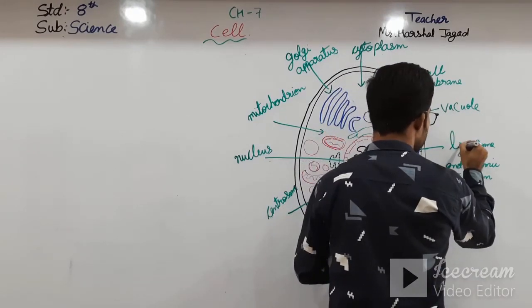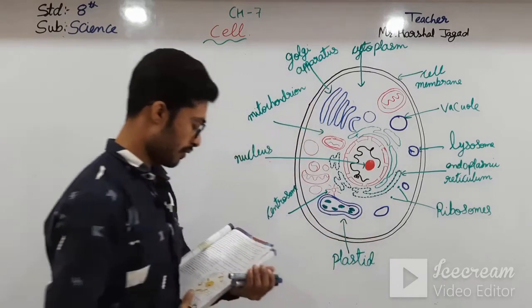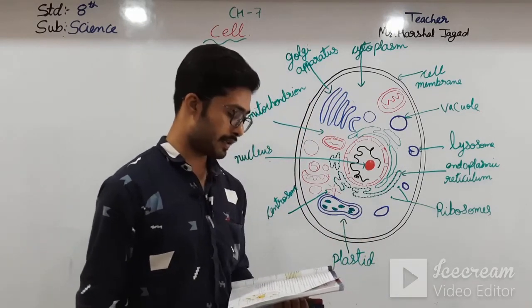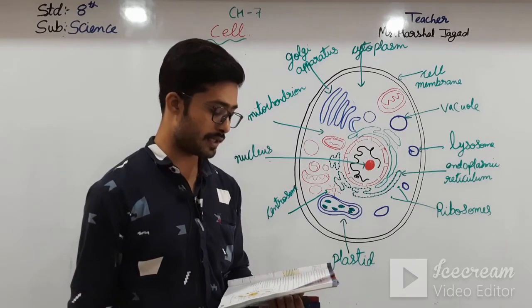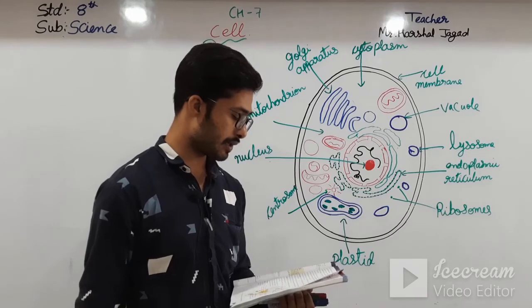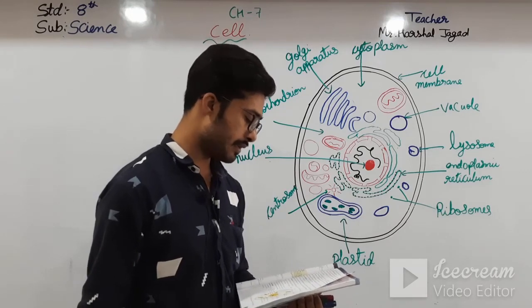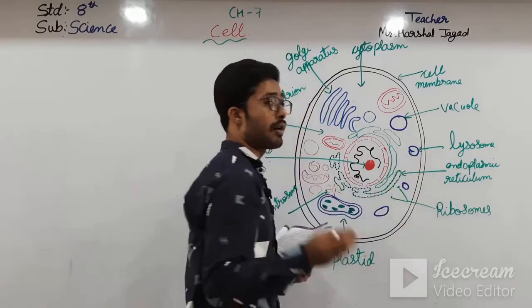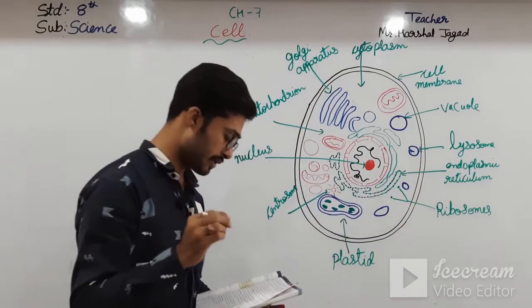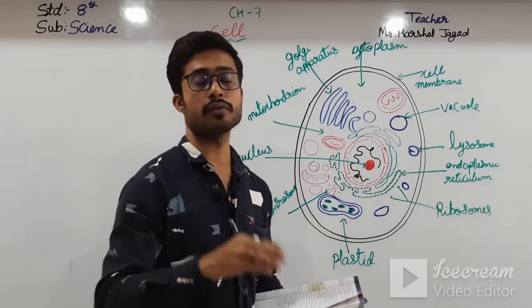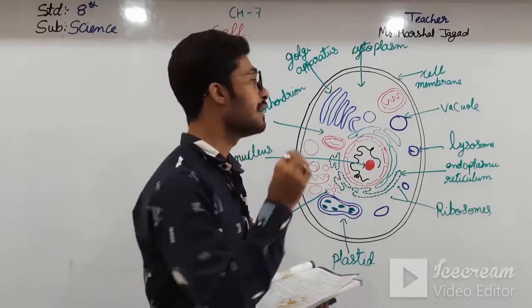Here it is, the lysosome. So, how does it work? Lysosomes contain a chemical substance that helps in digesting cells. Lysosomes are therefore known as the suicide bags of the cells. What does the lysosome store? They store the chemical substance that is useful for the digestion of the cell.